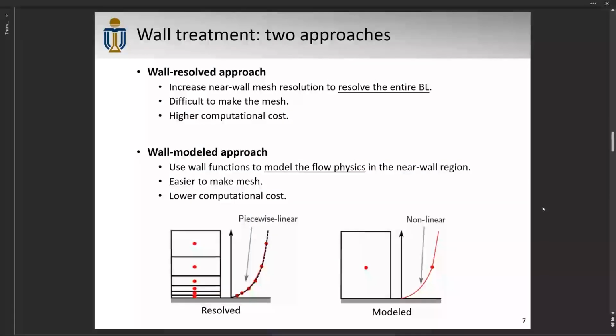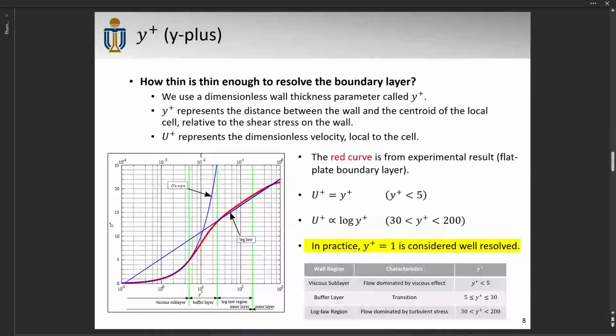So if we are to compare wall resolved cases versus a wall modeled case, in actual implementation, we're talking about comparing meshes with a y plus of 1 versus some other y plus, maybe around 30 and above, and using a wall model and comparing those results.